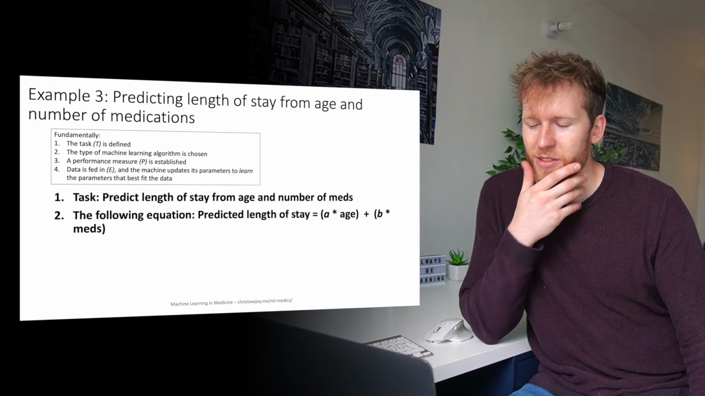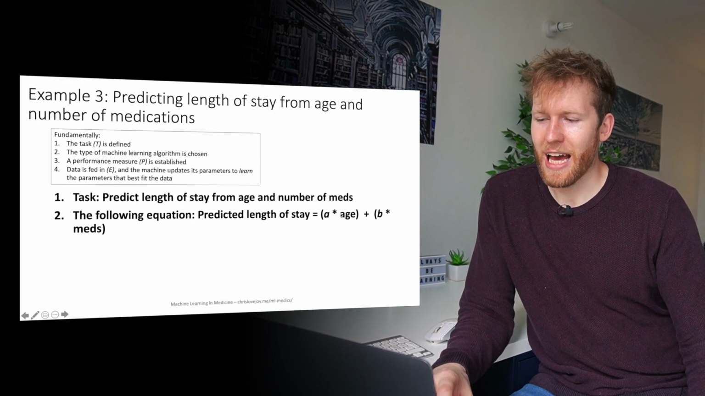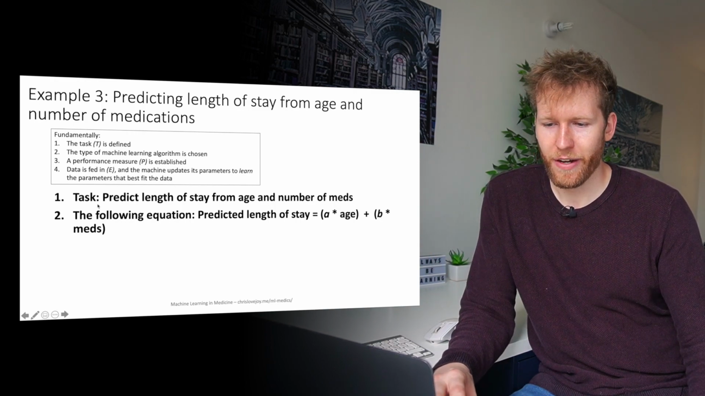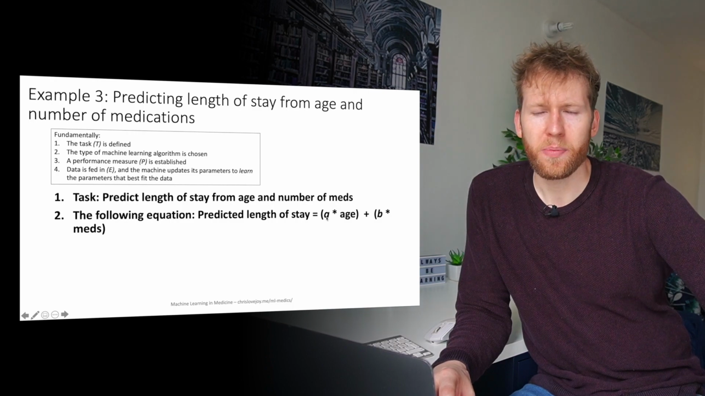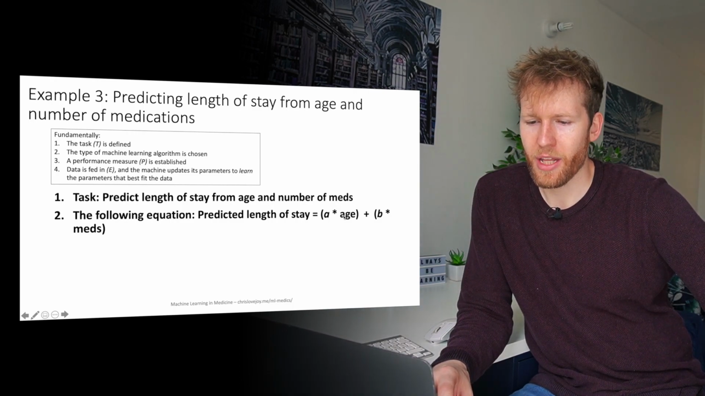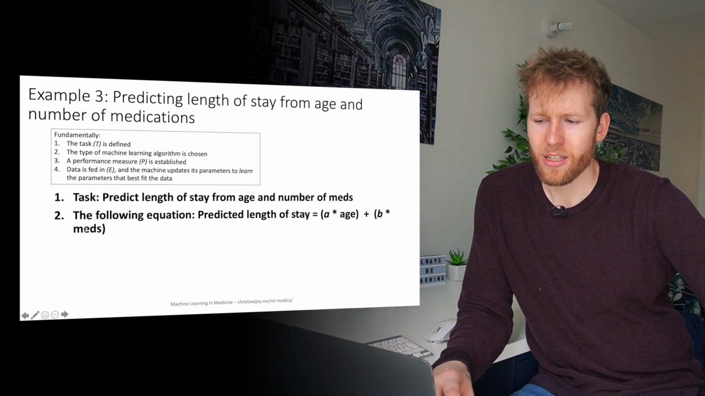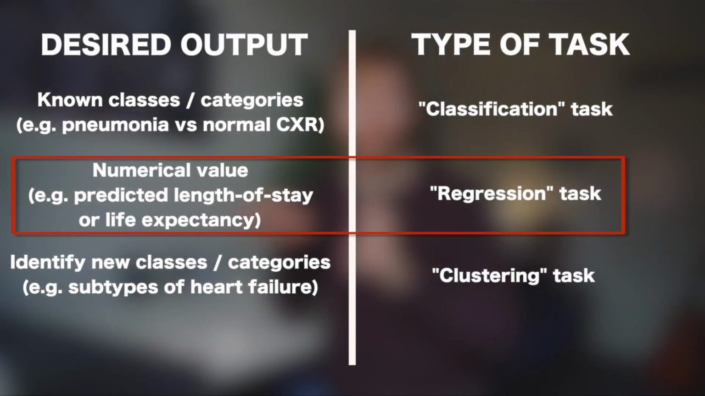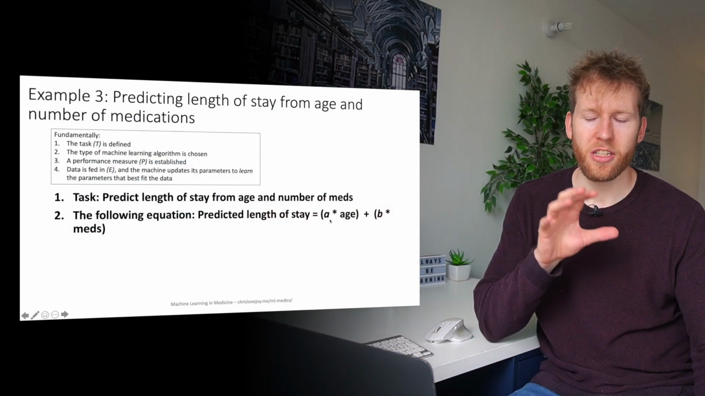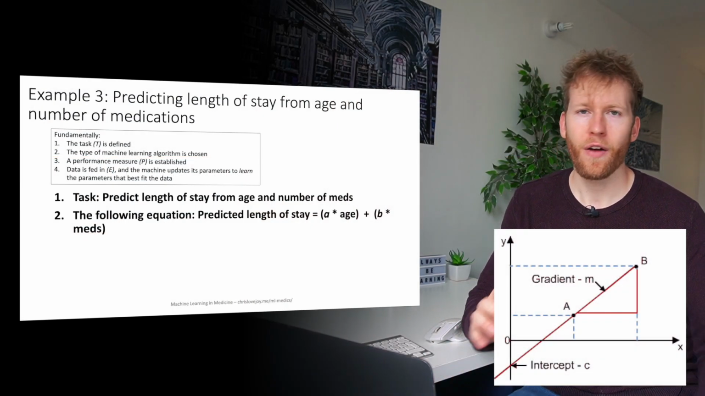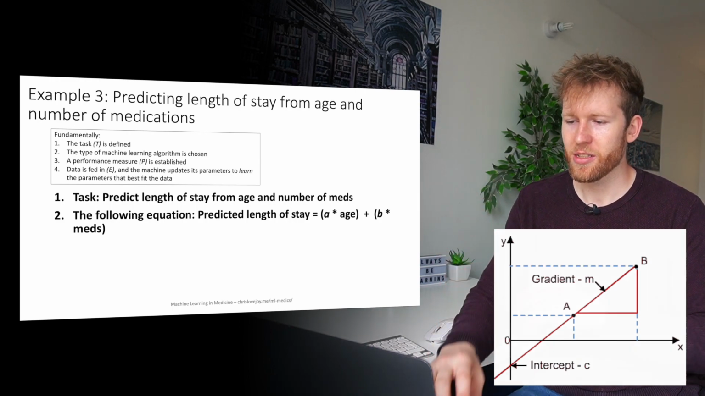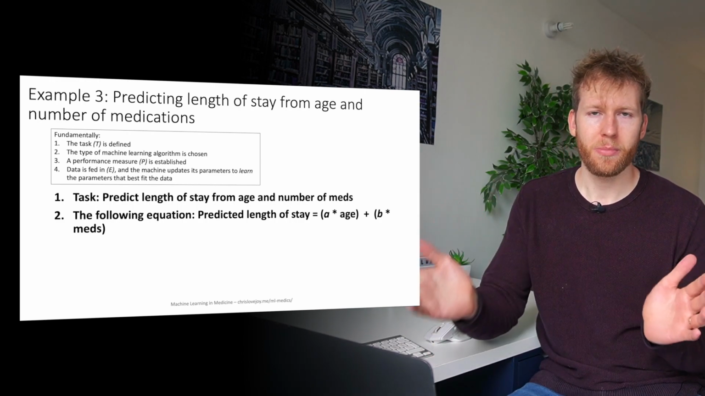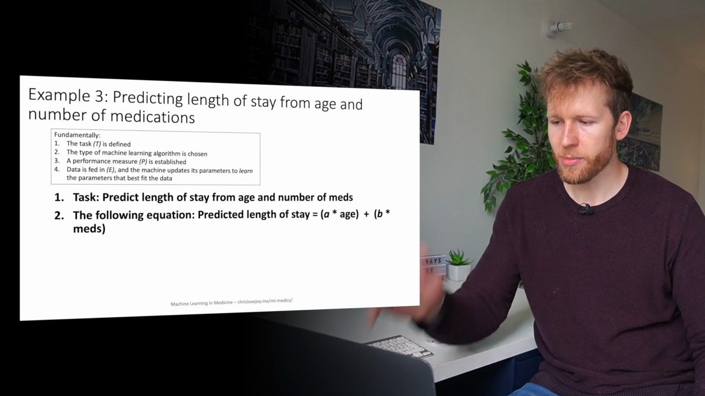And this time we're going to use a slightly more complicated algorithm. We're just going to add in this extra variable. We have this parameter, which is A, multiplying the age, and this one, which is B, multiplying the meds. Of course, this type of task is a regression task because we're trying to predict the length of stay, which is a numerical value. So this is similar to the y equals mx plus c example, but rather than m times x, we've got A times age and B times meds. So the two parameters that we're going to optimize are A and B.